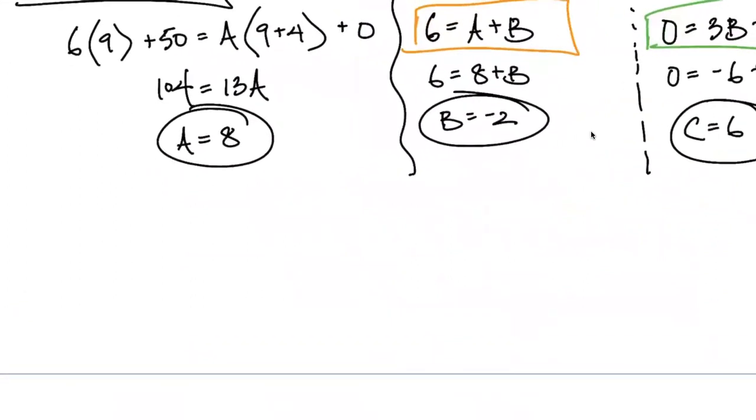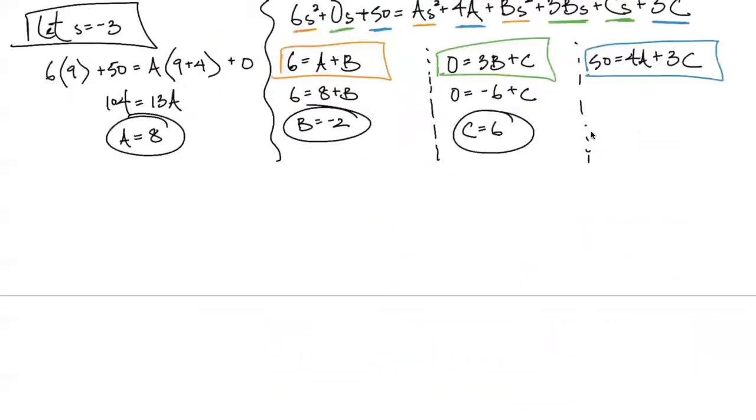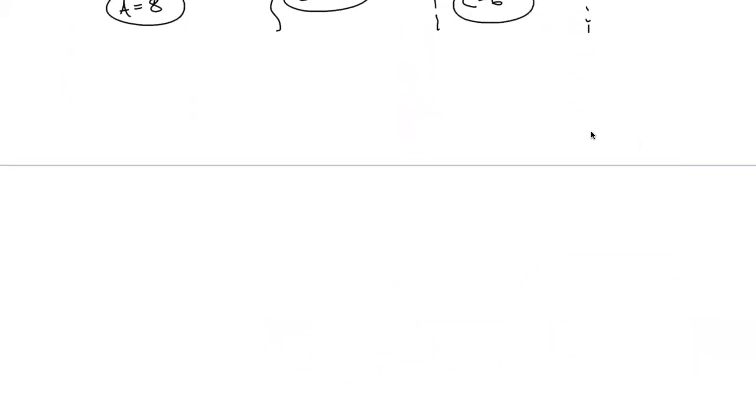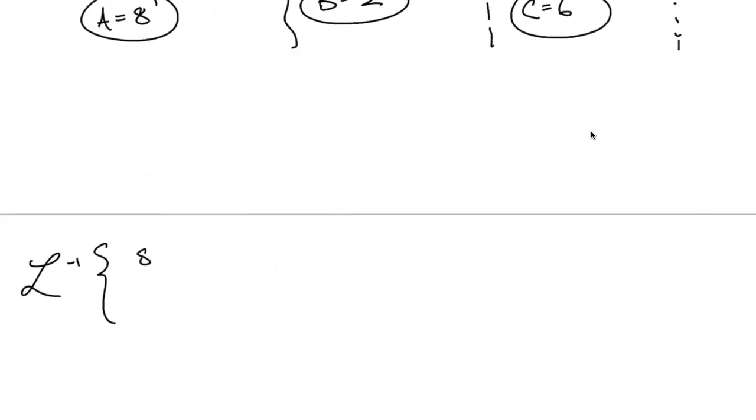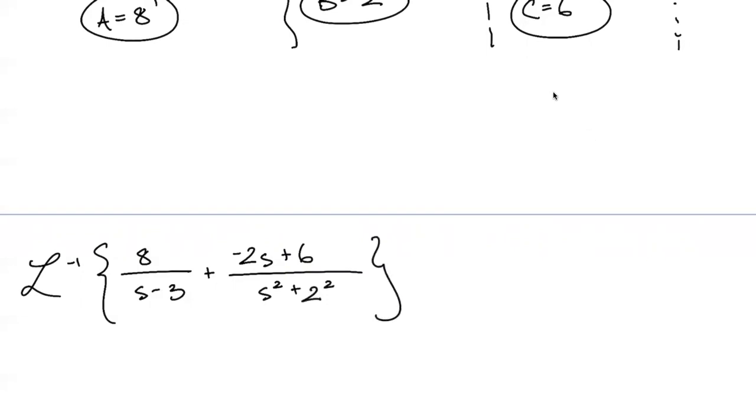Okay, so where are we at? Bottom of the page. Let's go down here. All right, so we have our inverse Laplace of A over, what did we have? S minus 3, plus negative 2s, because that's Bs plus C, which is 6, all over s squared plus, I know it's plus 4, but I'm going to write it as 2 squared.